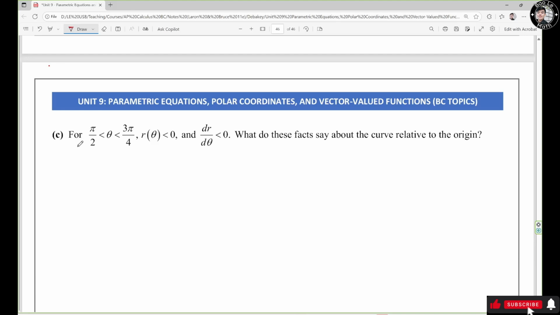Now let's move on to question C. For theta from pi over 2 to 3 pi over 4, r of theta is less than 0 and dr over d theta is less than 0. What do these facts say about the curve relative to the origin?